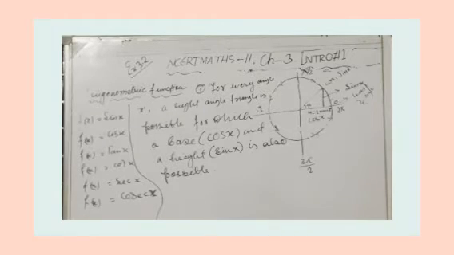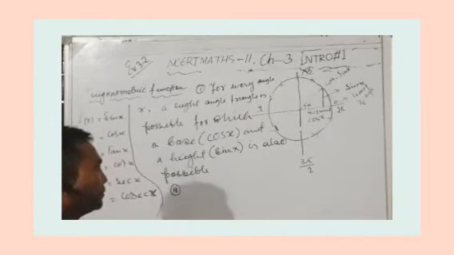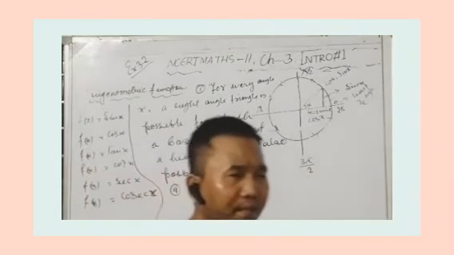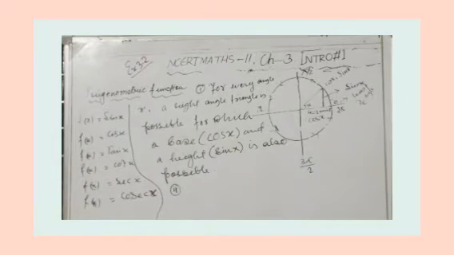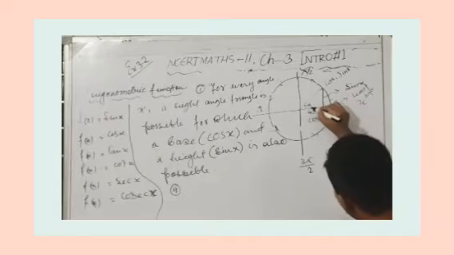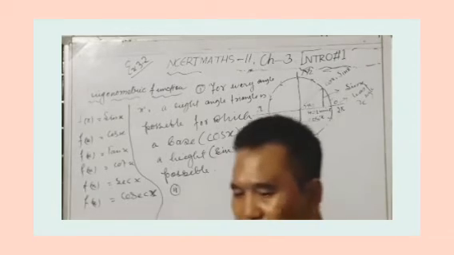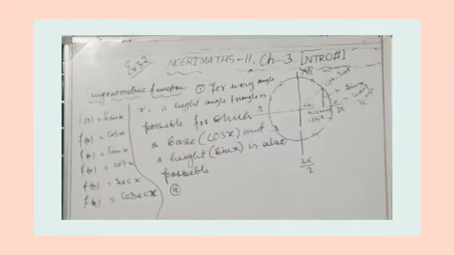Second point. So what we can do? For every angle x, there is a particular sin x and a cos x, which qualifies the trigonometric function.